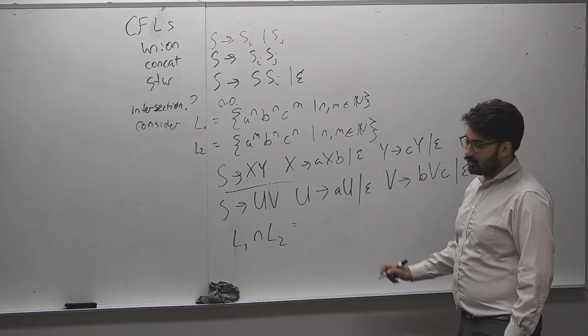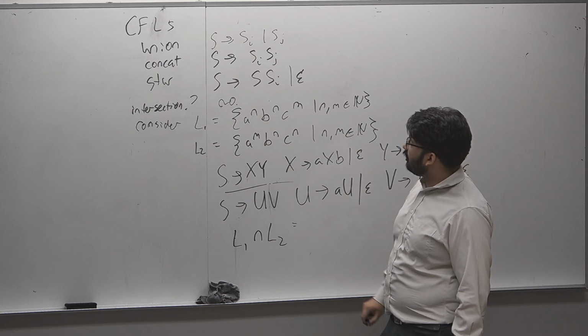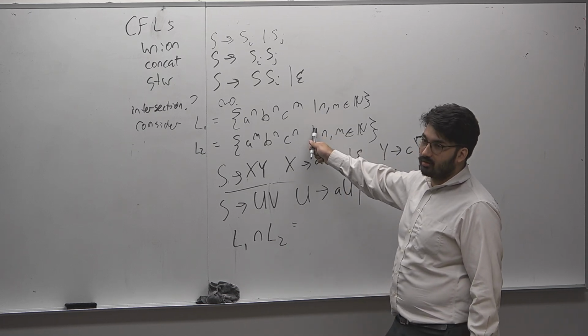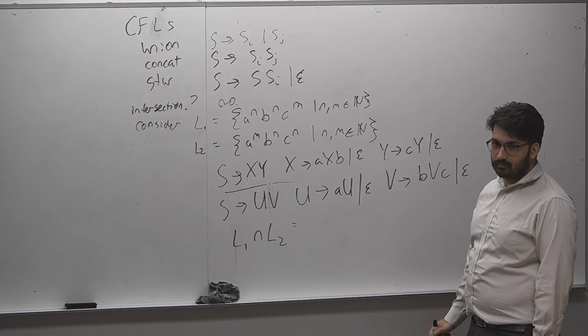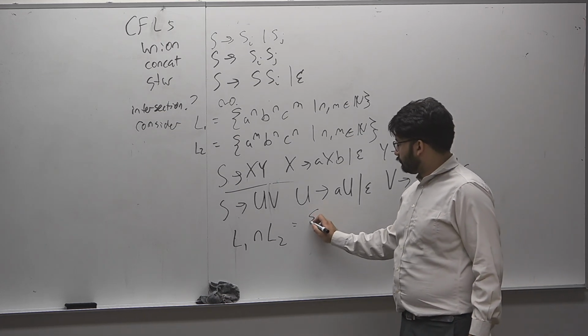Yes? Is it the empty set? No, because certainly the empty string is in both. But there's more strings in both, I claim. A^n B^n and B^n C^n.